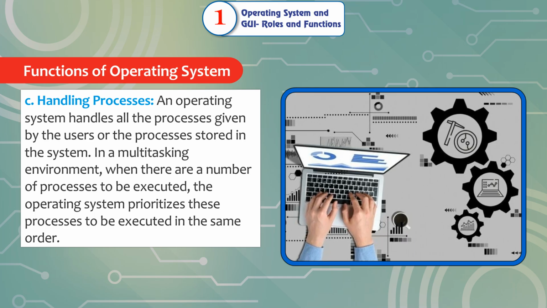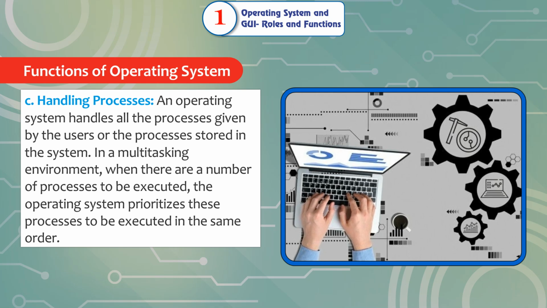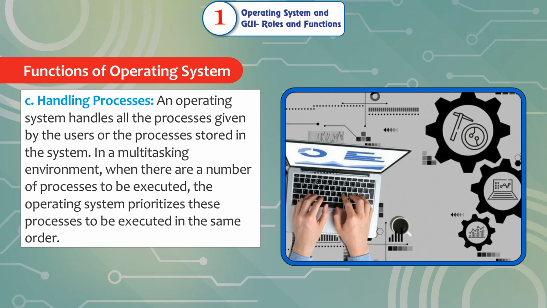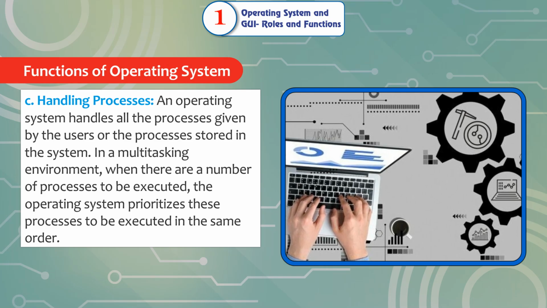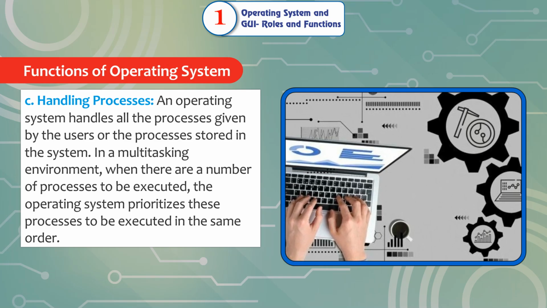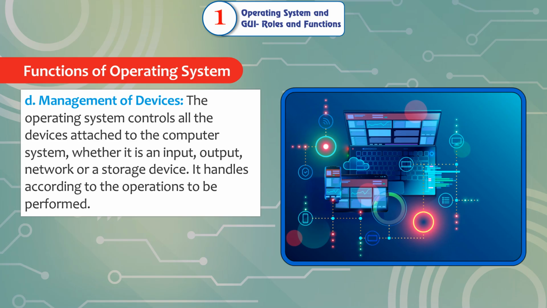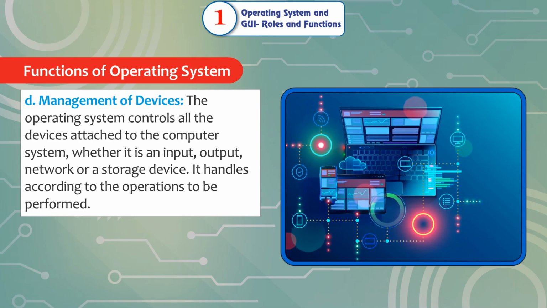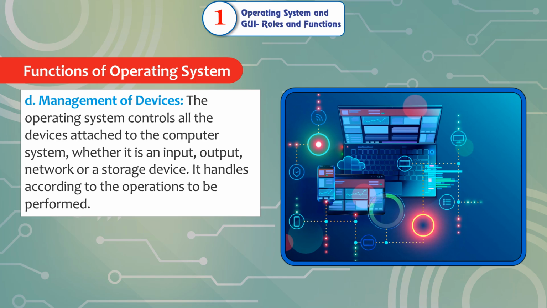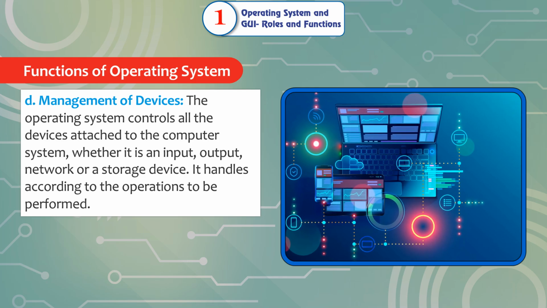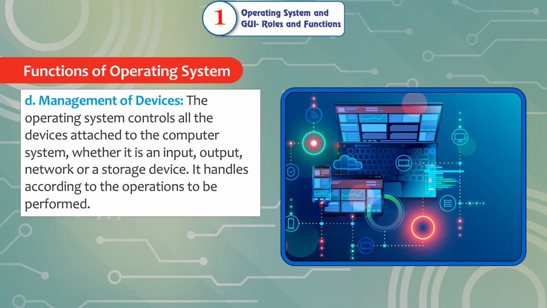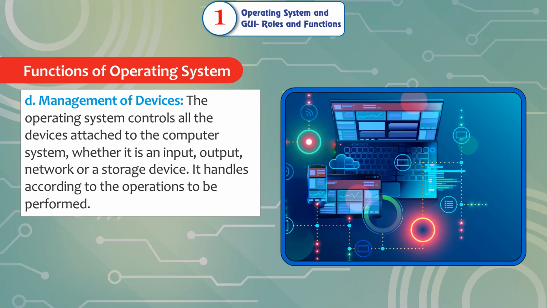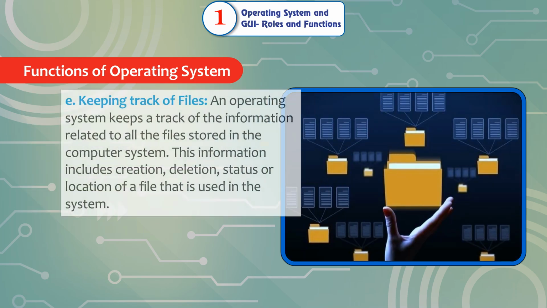In a multitasking environment, when there are a number of processes to be executed, the operating system prioritizes these processes to be executed in the same order. D. Management of devices. The operating system controls all the devices attached to the computer system, whether it is an input, output, network, or a storage device.